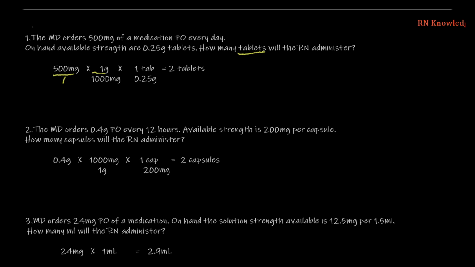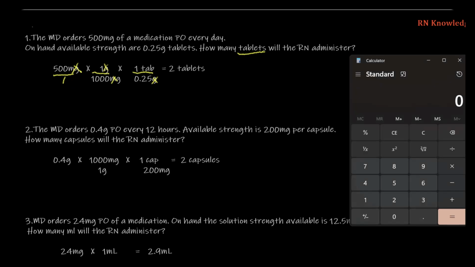So I've set up the problem starting with the MD's order, 500 milligrams over the placeholder 1, times our conversion factor, 1 gram over 1,000 milligrams, times 1 tab over 0.25 grams. So we're going to work the problem diagonally. Our milligrams cross-cancel, our grams cross-cancel. We don't need those units, and we are left with tabs in the numerator position, and that's where we want to be. So we'll multiply across.